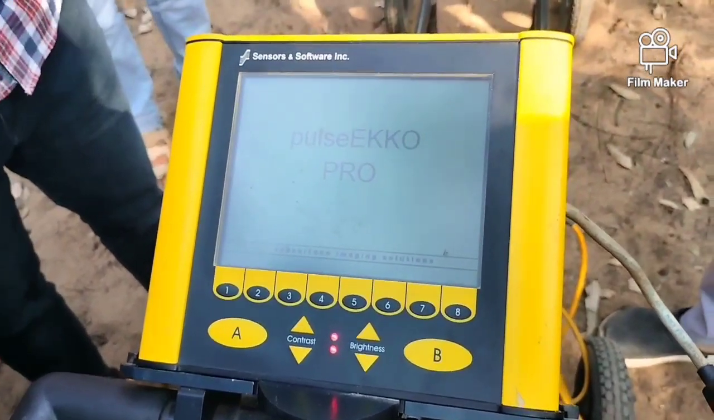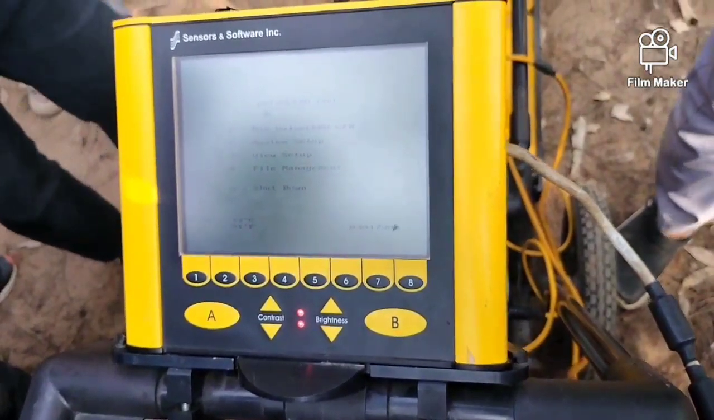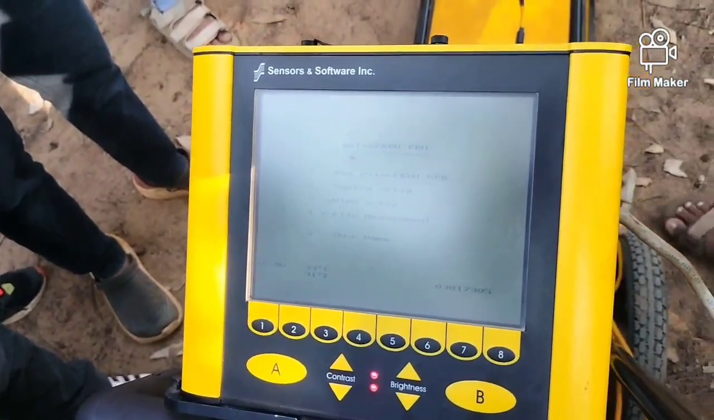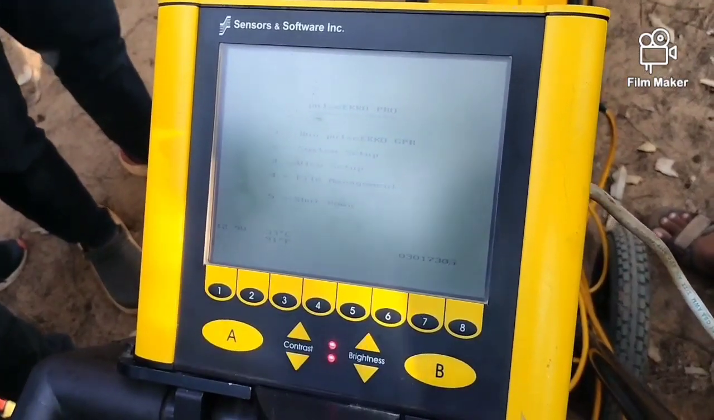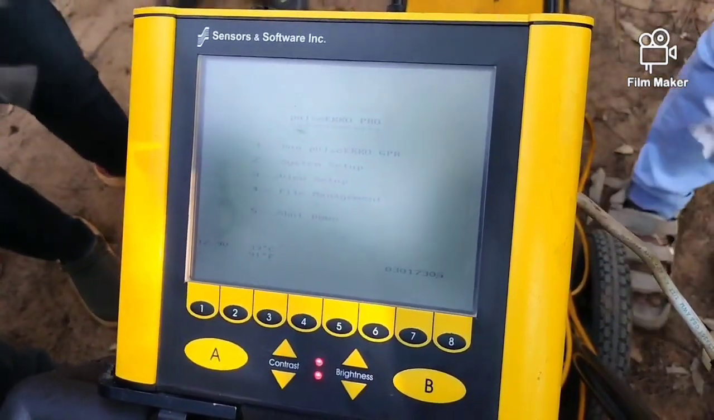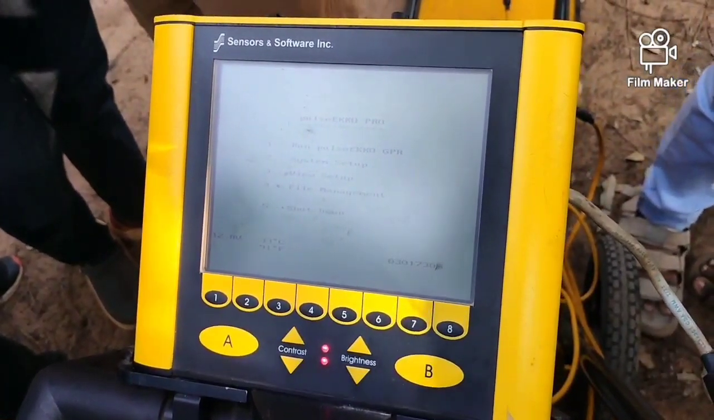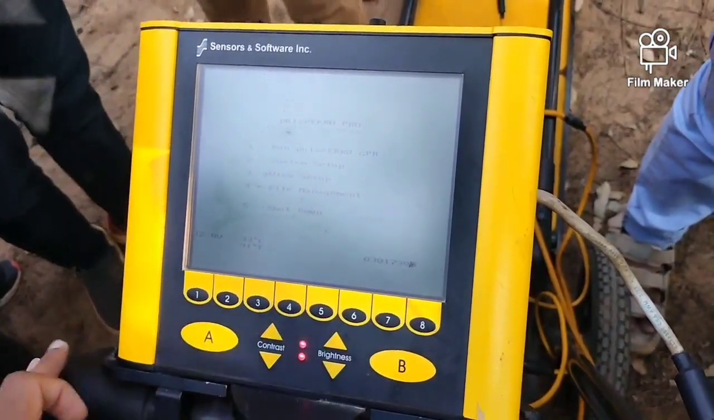Okay, the instrument name is Sense. First is run pulse echo GPR, second is system setup, third is view setup, fourth is file management, and fifth is shutdown. So right now we have to set up the things because things are already set up, but since you guys are learning now, I have to show everything to you.